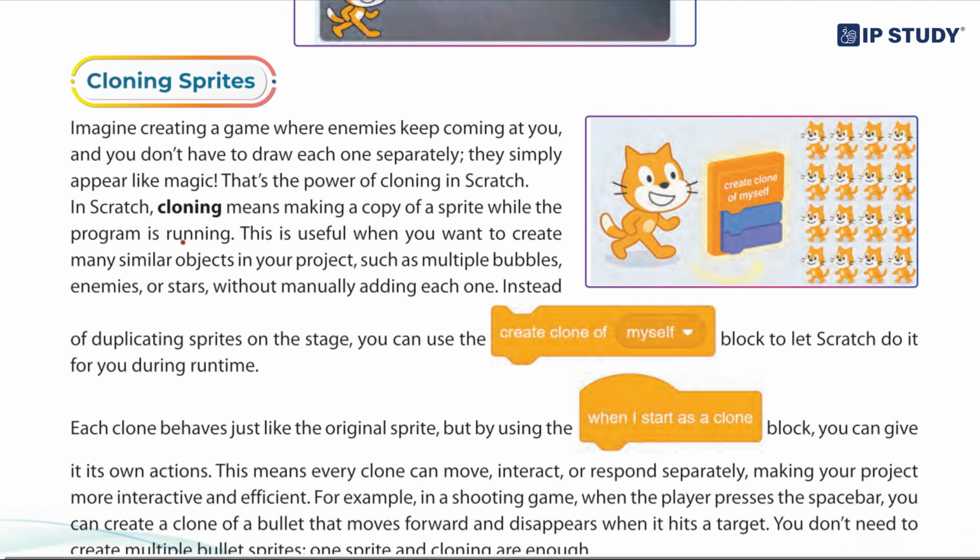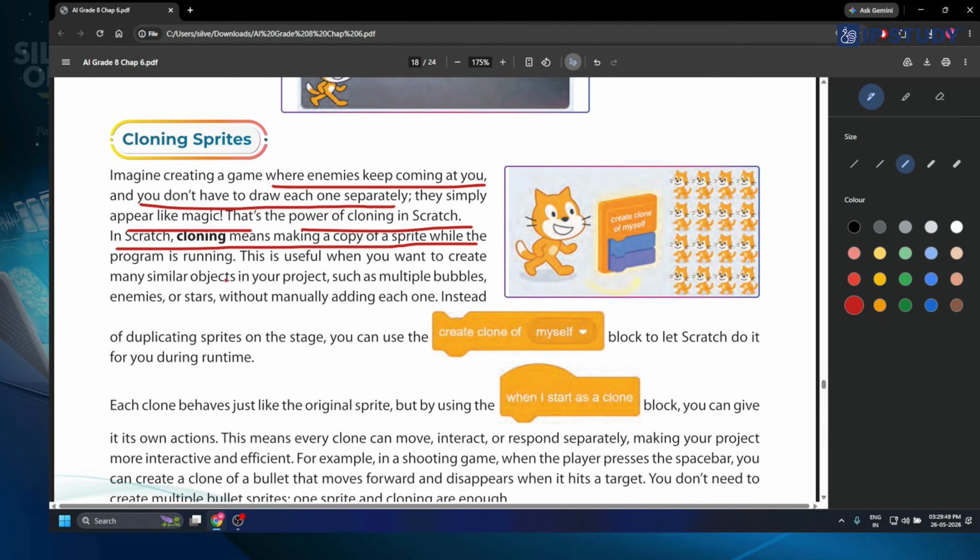Now let's have a look at how we can create clones of a sprite. Imagine creating a game where enemies keep coming at you and you don't have to draw each one separately. They simply appear like magic. That's the power of cloning in Scratch. In Scratch, cloning means making a copy of a sprite while the program is running.